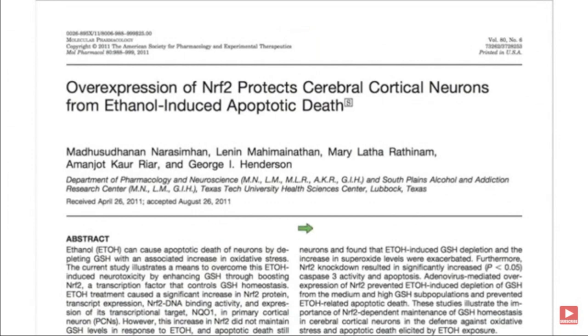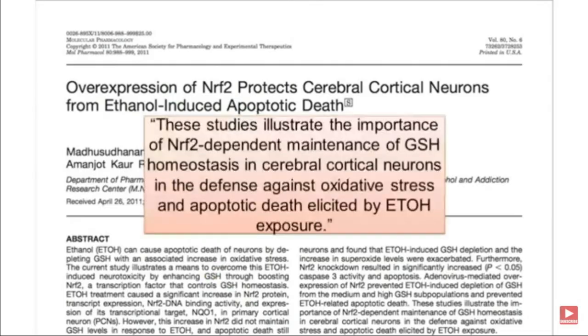Now, this is a very interesting article looking at how Nrf2 can protect the brain cells against ethanol-induced apoptotic death. For those of you that don't have a scientific background, what does that mean? Well, let me read their conclusion. These studies illustrate the importance of Nrf2-dependent maintenance of glutathione homeostasis in cerebral cortical neurons in defense against oxidative stress and apoptotic death elicited by ethanol exposure. So everybody's heard that if you drink too much alcohol, it kills brain cells. Activating Nrf2 has the potential to prevent that from happening.